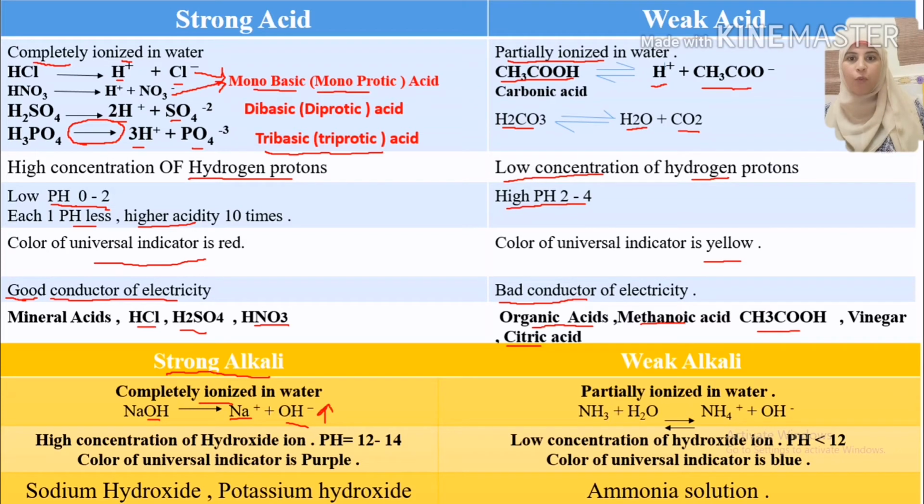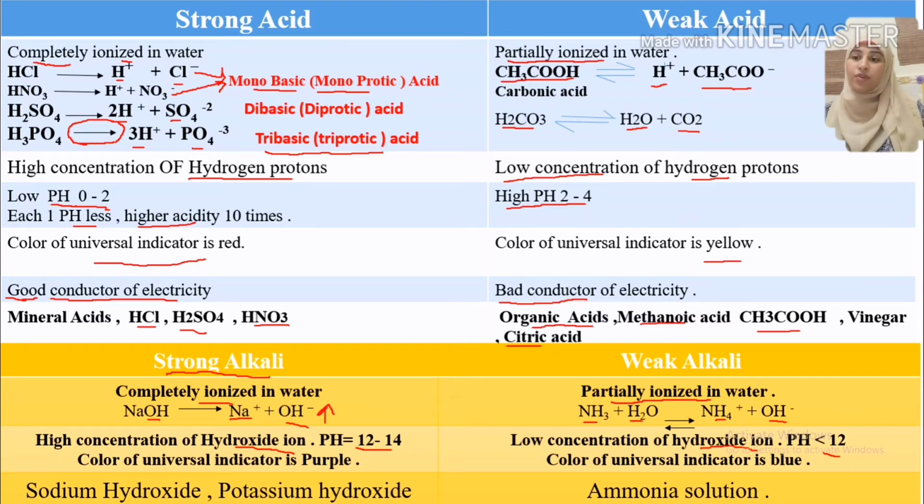But in the case of weak alkali, they are partially ionized in water. We have a small number of molecules that will be ionized in water. If we react ammonia NH3 plus water, it will convert into NH4 positive plus hydroxide ion. In the case of a strong alkali, we have high concentration of hydroxide ion. Our pH ranges from 12 up to 14. But in the case of weak alkali, low concentration of hydroxide ion, your pH is less than 12.